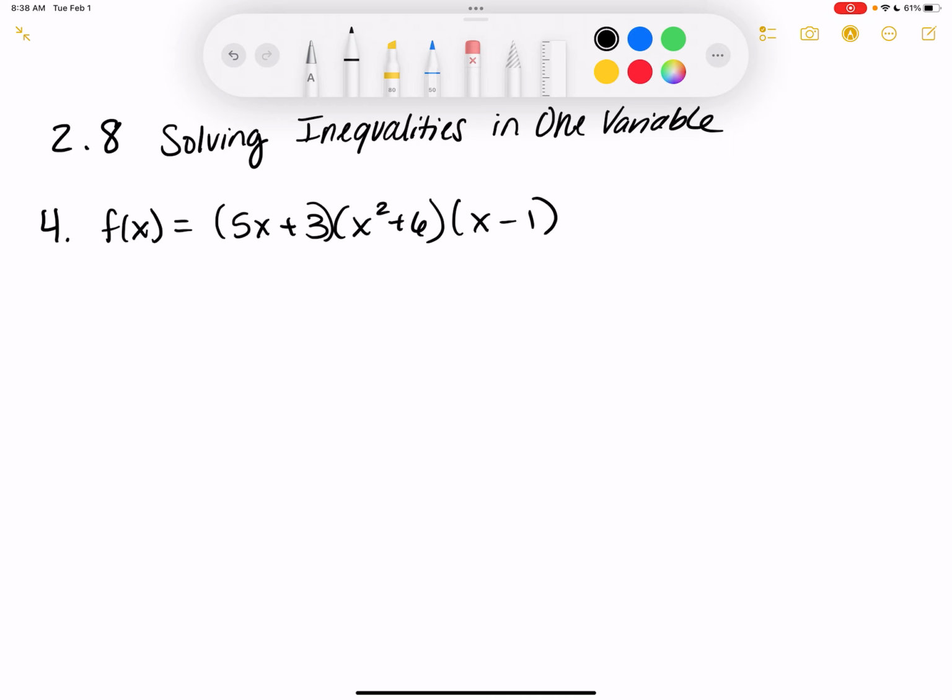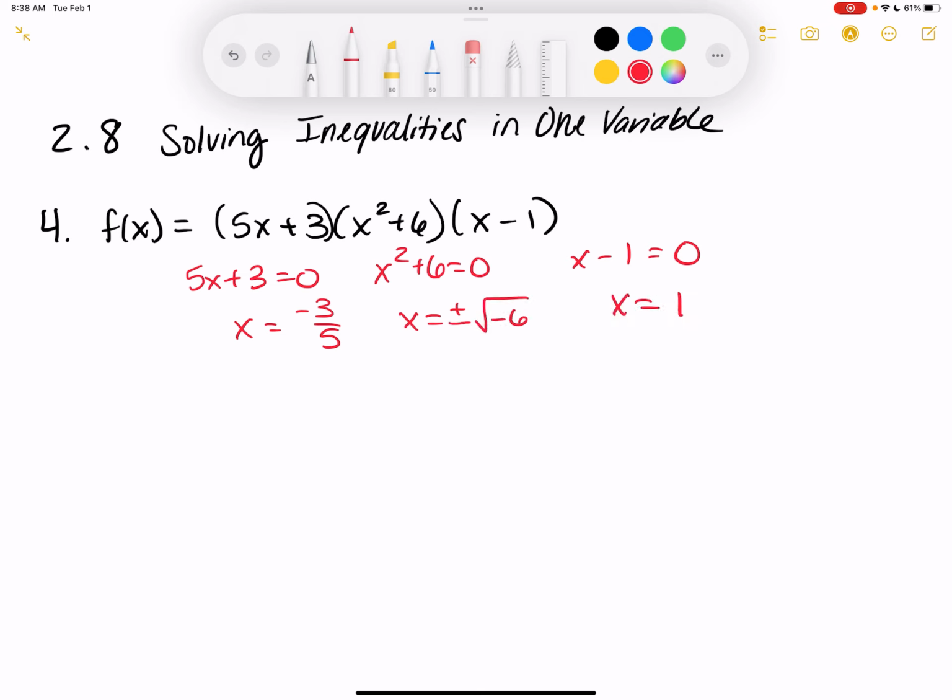So we should know how to find zeros. That's something that we have been doing. So how would I do that? Set all of those equal to 0. So 5x plus 3 equals 0, x squared plus 6 equals 0, x minus 1 equals 0. So x equals negative 3/5, x is equal to plus or minus the square root of negative 6, and x is equal to 1. Now, is the middle one going to give you a real solution, a real 0? No, so we can cross it out.